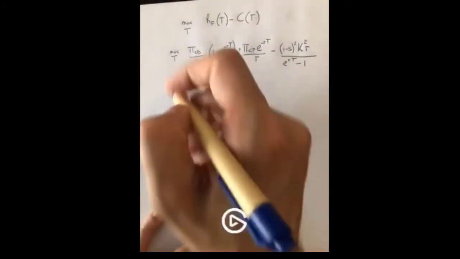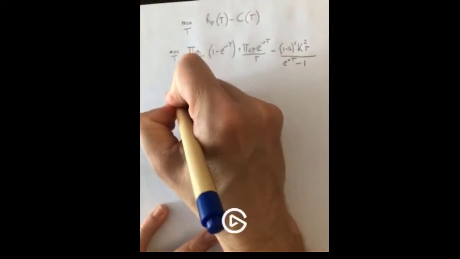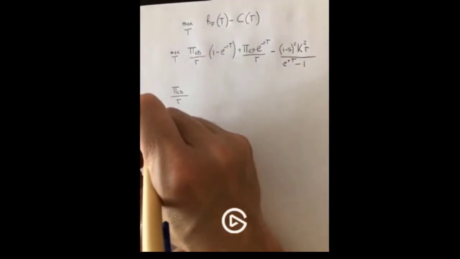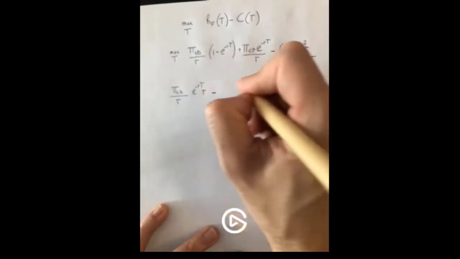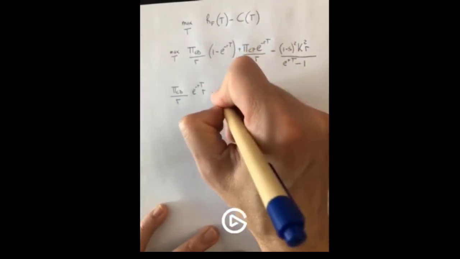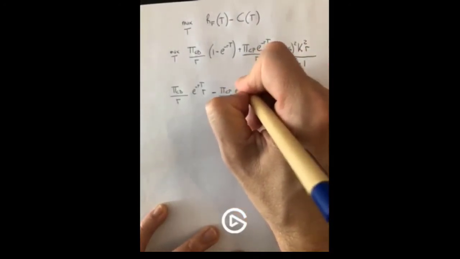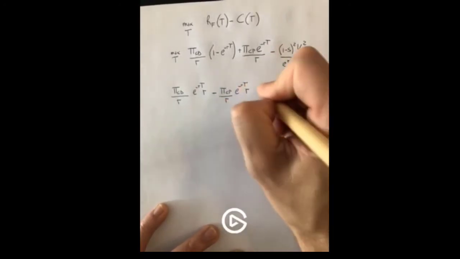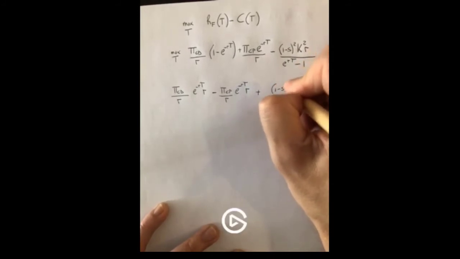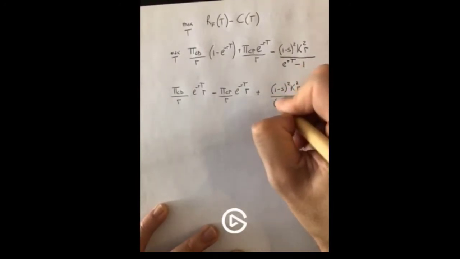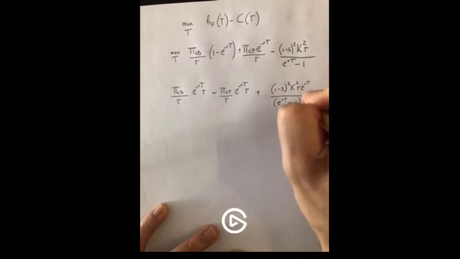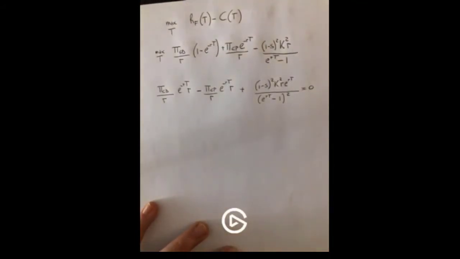Okay, the derivative of this is equal to pi CD divided by R multiplies e^(-RT) multiplies R, minus pi CP divided by R e^(-RT) multiplies R plus 1 minus s square K square R e^(RT) divided by (e^(RT) minus 1) square, and this has to be equal to 0 in the first order condition. Okay, so this is what we need to have satisfied at the optimal T.